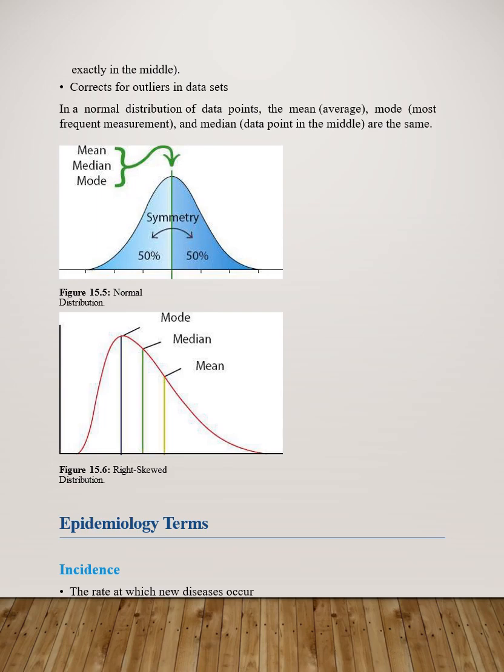On figure 15/6, we'll see right skewed distribution. We'll see mode, median, and mean in the so-called right skewed distribution. Let's discuss epidemiology terms. Let's talk about incidence. This is the rate at which new disease occurs.